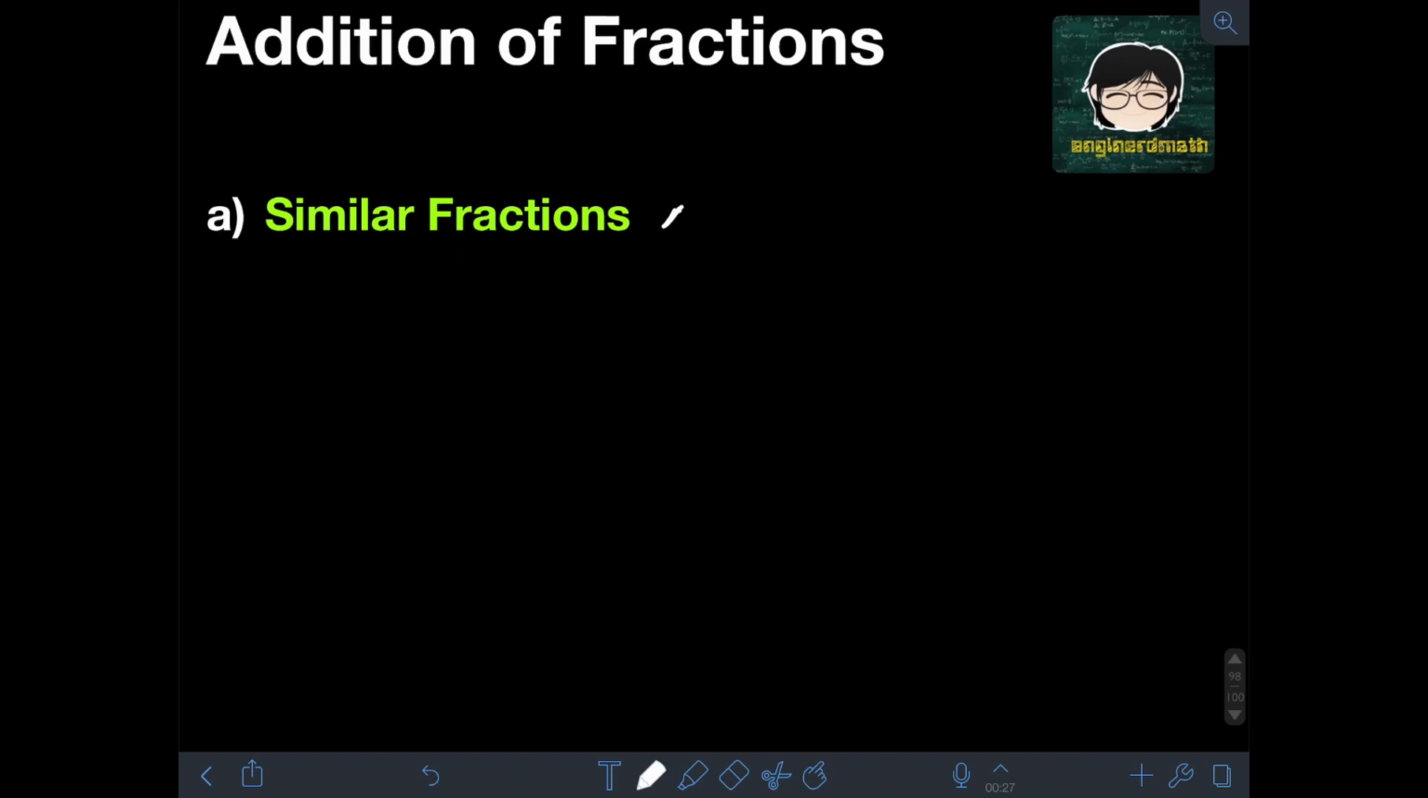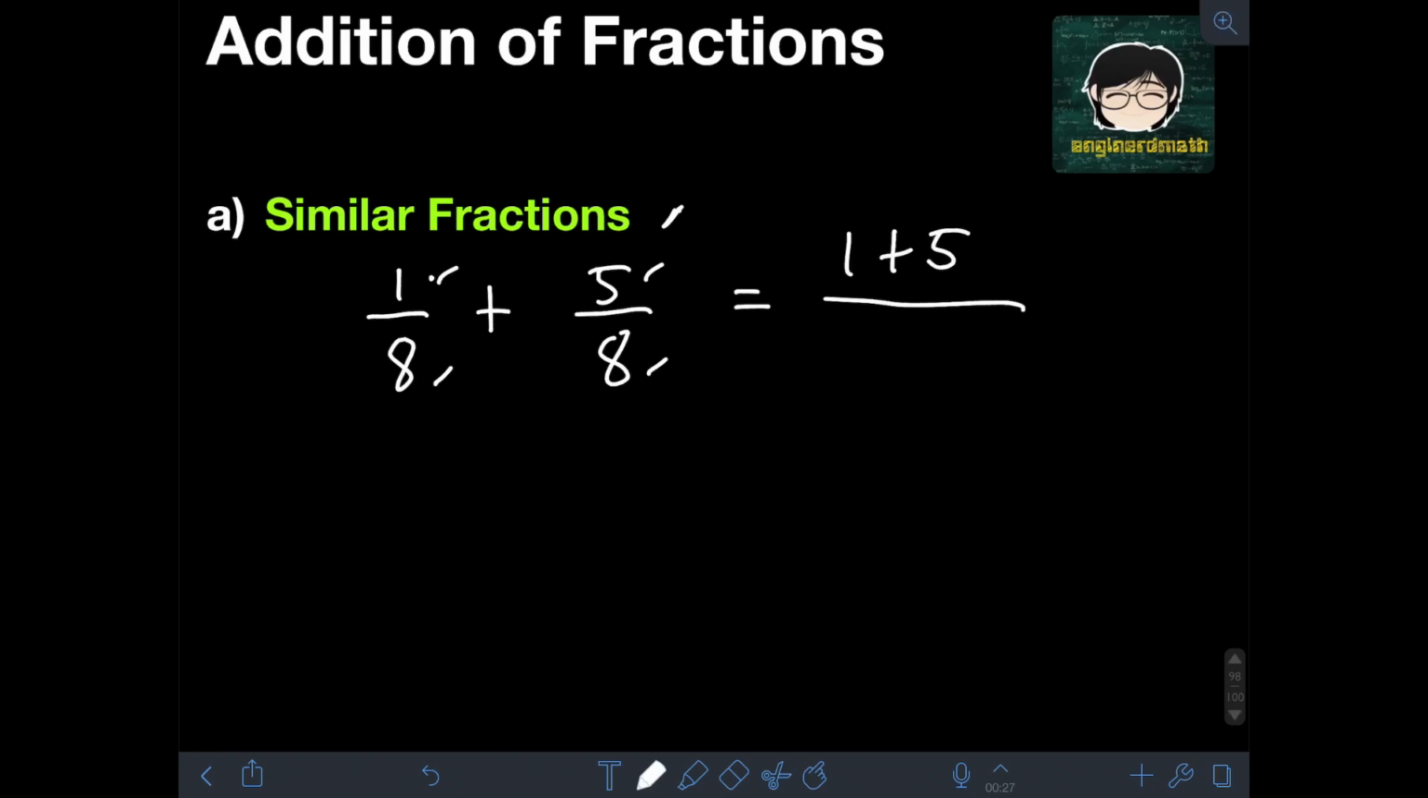So for example, if we try to add 1/8 plus 5/8, as you can see, these two fractions are similar because they have the same denominator of 8, right? So the rule is that we simply add the numerators, so we have 1 plus 5, and then we simply copy the same denominator of 8. So we have 1 plus 5 on the numerator, it is 6 over the denominator of 8. Therefore, 1/8 plus 5/8 is equal to 6 over 8.